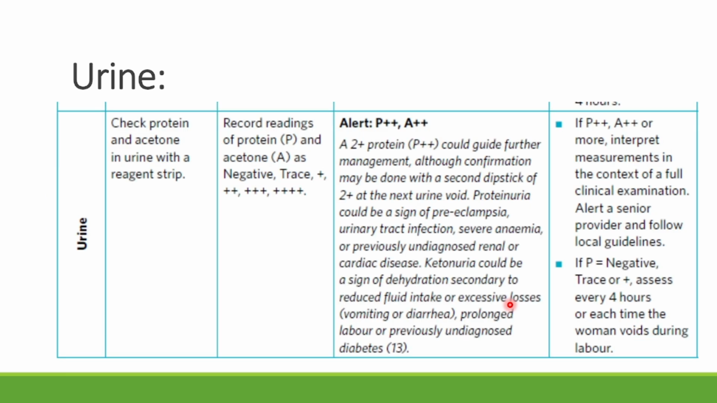Urine, you record again if there is any protein or acetone. The alert is protein 2 pluses and more, and acetone 2 pluses and more. This may indicate dehydration, diabetic ketoacidosis, and so on. If the finding is normal, here they record every 4 hours.